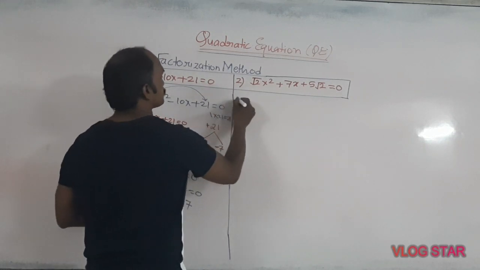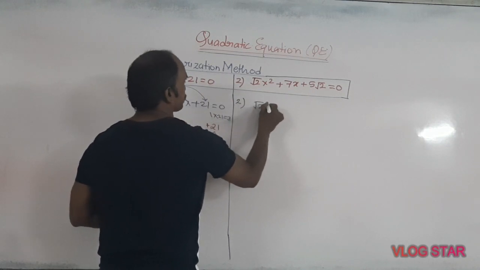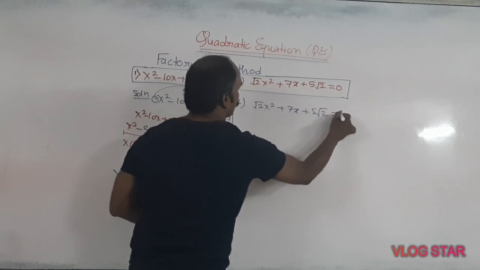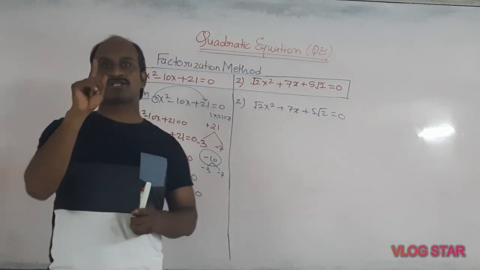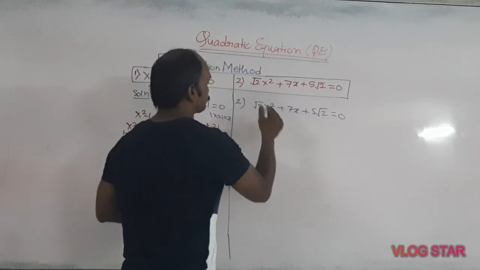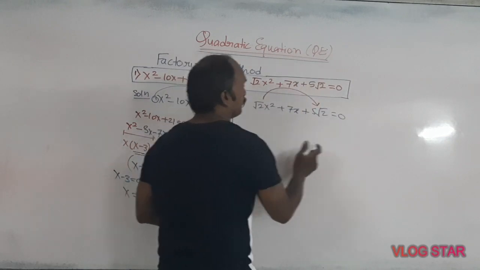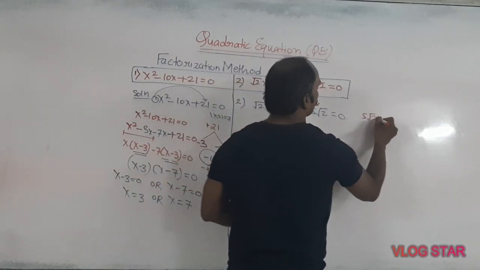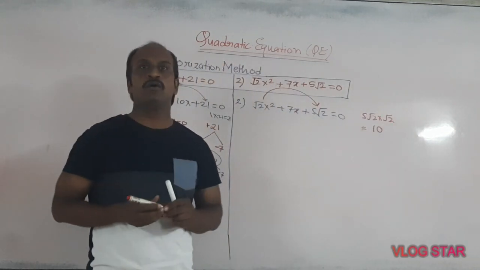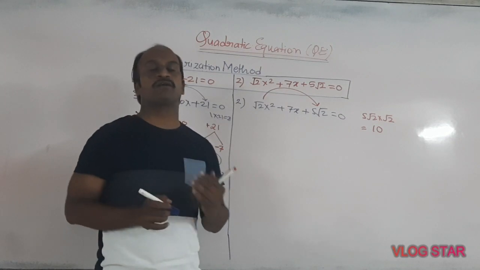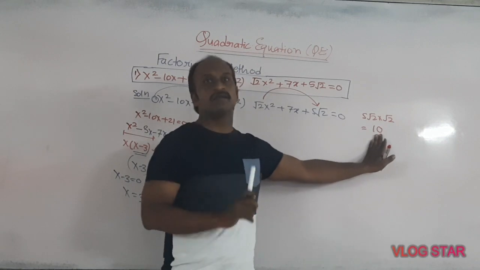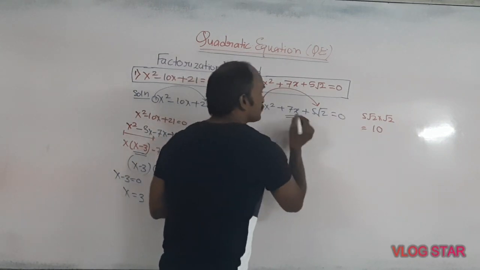Now let's look at the second sum, that is root 2 x square plus 7x plus 5 root 2 is equal to 0. Again, follow step number 1. Multiply the term with x square with the constant term. We will multiply these two. We will get 5 into root 2 into root 2, that is equal to 10. So you have to find out the factors of 10 in such a way that multiplication should be 10 and addition should be plus 7.